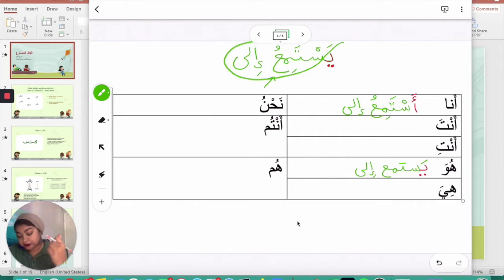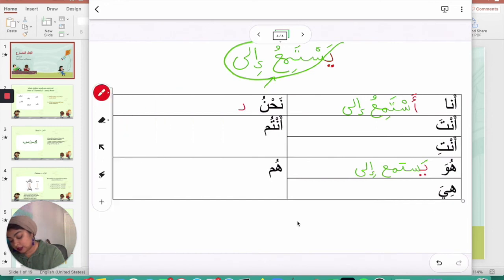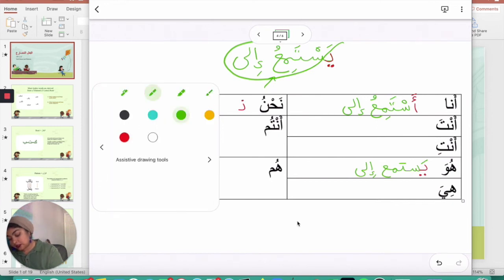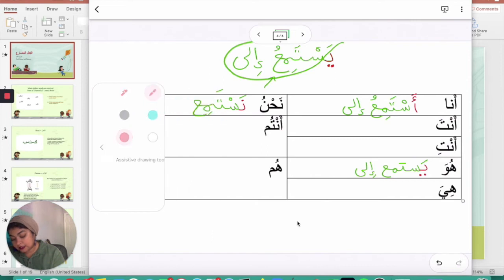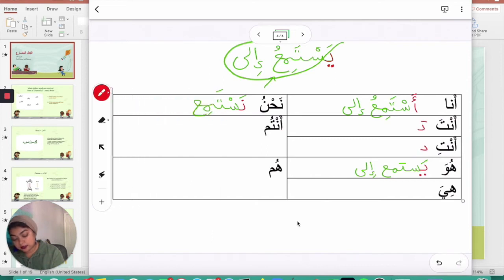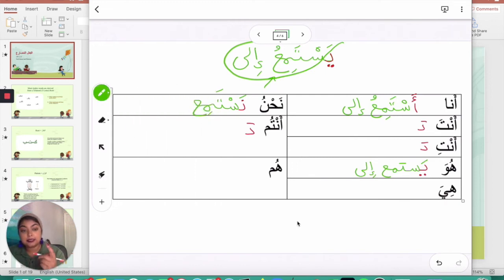أستمع. نحن, what letter will it start with? نون. نحن نستمع إلى. أنت, أنتِ, أنتم all start with ta, all of them. أنت تستمع إلى.